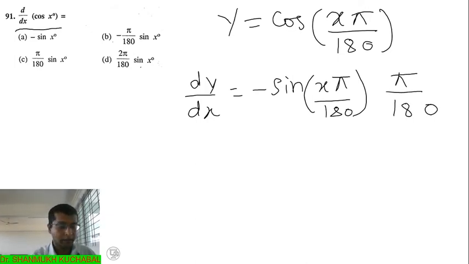So option B is minus pi by 180 sin x degrees. We can convert into degrees once again. So B is the right answer.